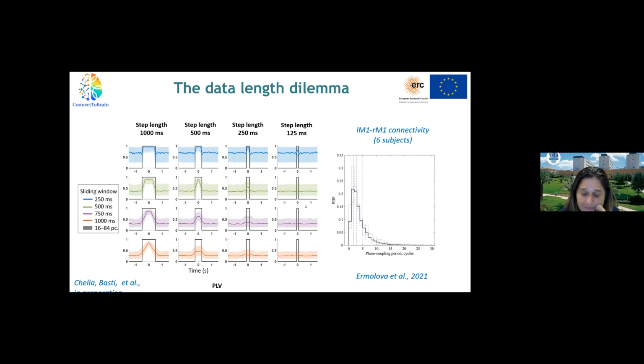So now the next question would be, if we have to use windows which are, as we said before, between 500 and 1,000 milliseconds, so 1 second, this means that we will equally be able to nicely appreciate something in the brain that has more or less the same duration. So the question is whether there is a connectivity in the resting brain, for instance, between the two motor cortices that has this duration.